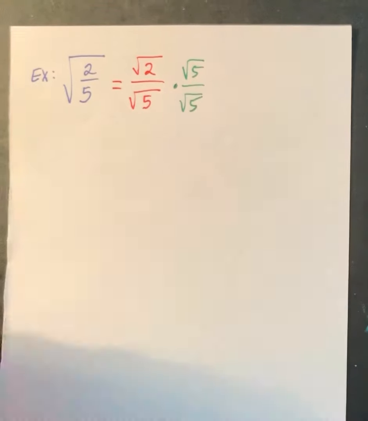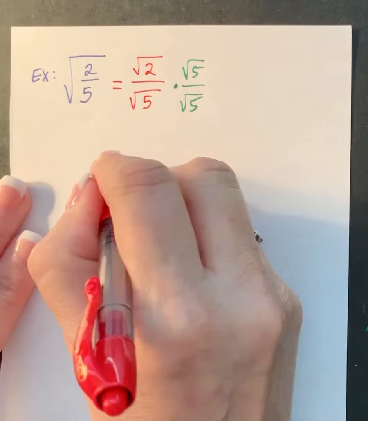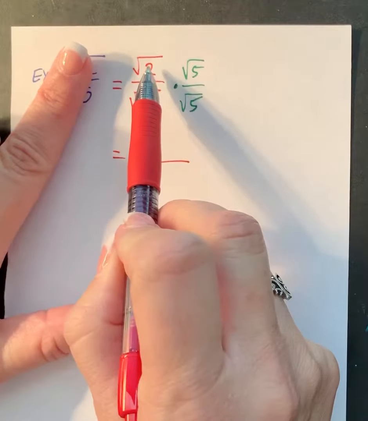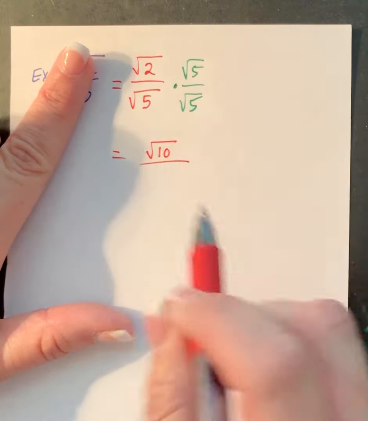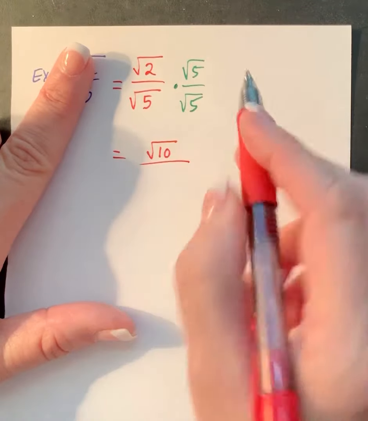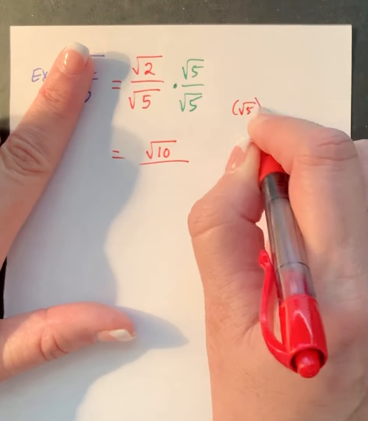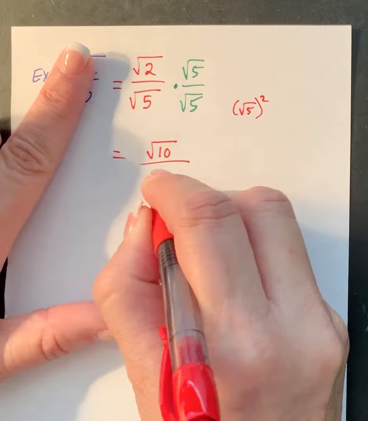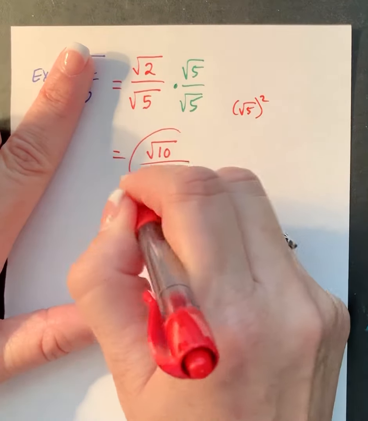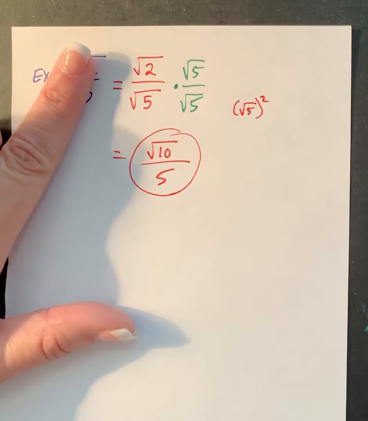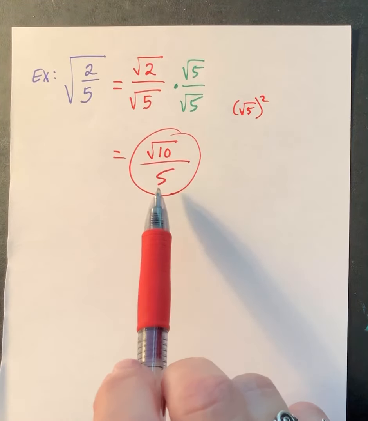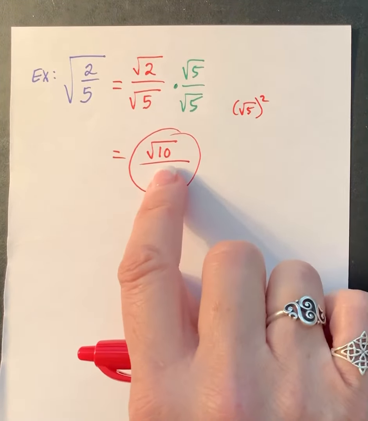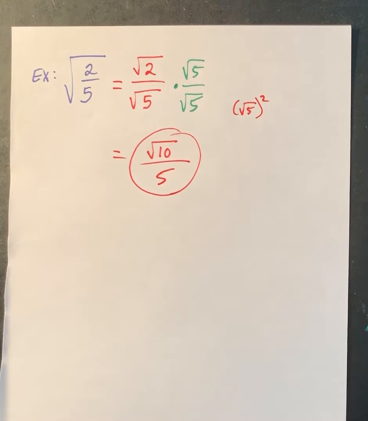Now when you multiply the numerators, square root of 2 times the square root of 5, that'll be the square root of 10. And then down here we have the square root of 5 squared. So that's going to be 5. All right, that will be simplest radical form. Remember, you can't simplify with the 10 and the 5 because the numerator is not really the number 10, it's the square root of 10.